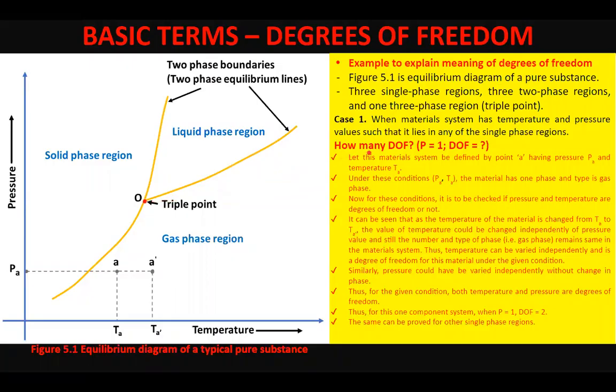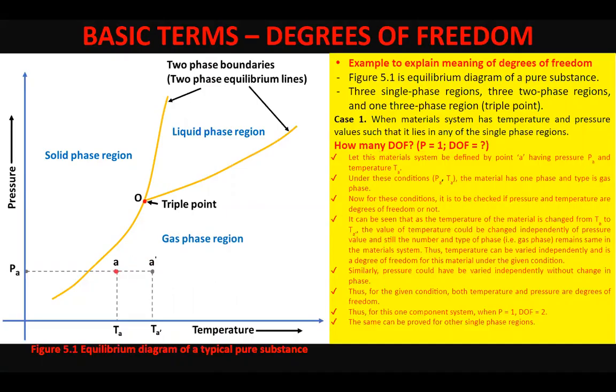So for an example, now if I am taking that this single component system at any point in time is defined by a pressure and temperature so that it has got one phase in it, how many degrees of freedom are available with the material system? So for example, I have considered that my system was defined by point A and it was at pressure PA and temperature TA. And now see, this is a single phase region, gas phase.